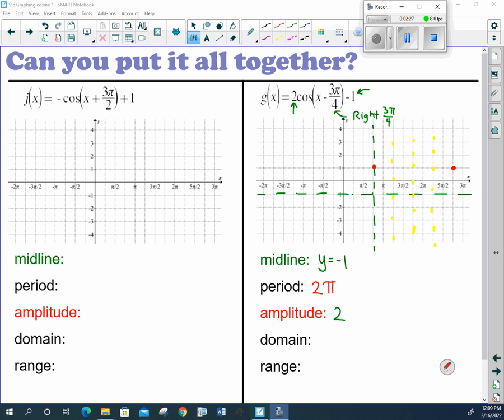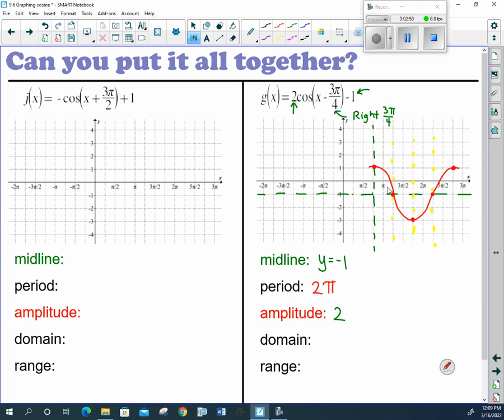So we start, remember, we alternate max, min. So it's a max or a min, then we go to an intercept, and then it's another max or min, and then it's an intercept, and then another max or a min. Since we're starting at a max, it's going to go to an intercept, and then down to a min, back to an intercept, and then back to a max. And that's going to be one cycle of our cosine curve.